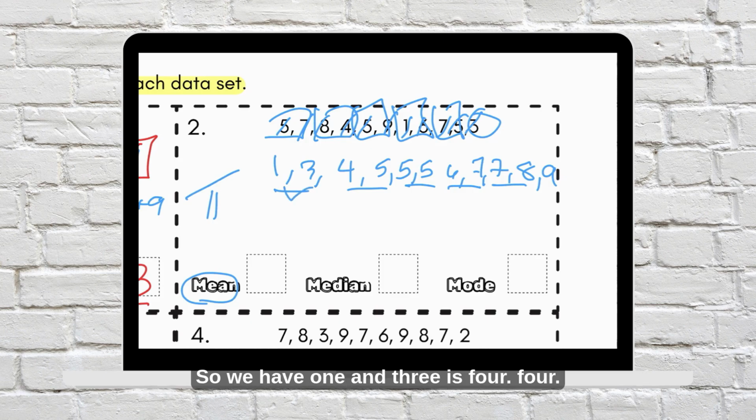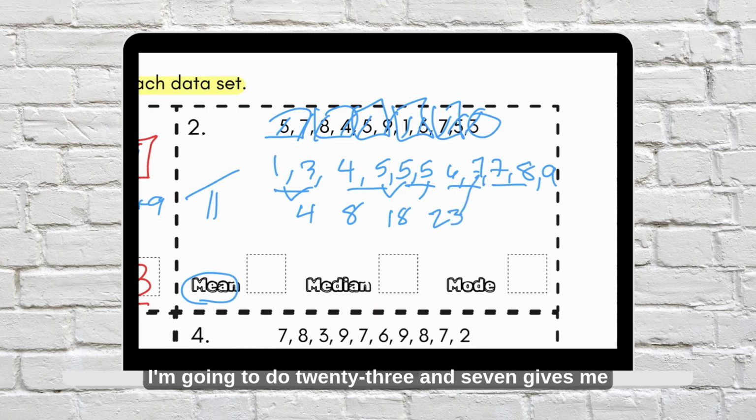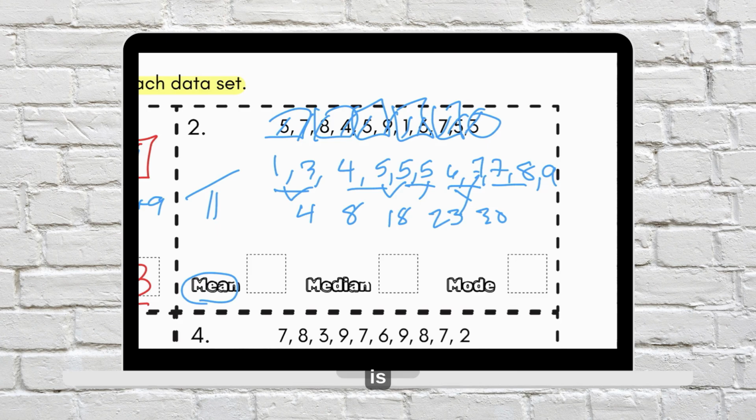So we have 1 and 3 is 4, 4 and 4 is 8, 8 and 10 is 18, 18 and 5 is 23. I'm going to do 23 and 7 gives me 30. I'll add in that 6 now. I'm at 36. Let's do 36 plus 7. We got 36 plus 7 is 43. And then we got 17. So 43 plus 17 gives us a nice 60. Okay, so 60 out of 11.